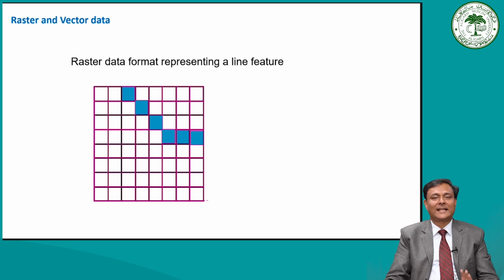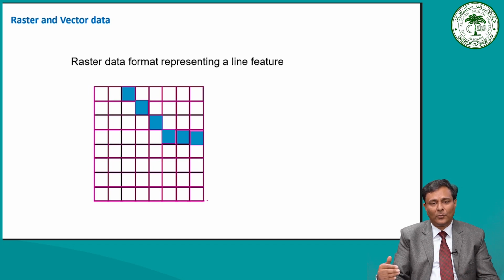Now, this is a good example of raster data format representing a line feature. As you are aware now, the line feature has length but not width. Hence, it is called a one-dimensional feature. They are used to represent linear entities such as river, road, etc.